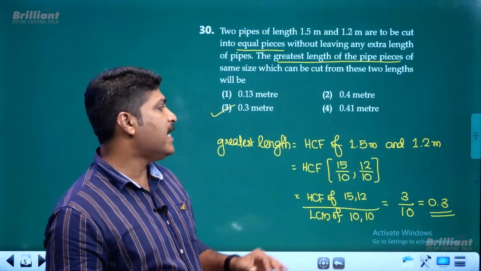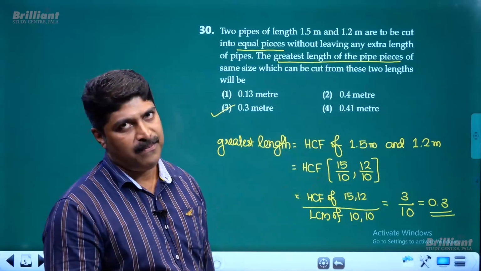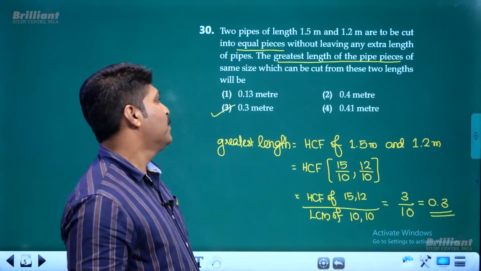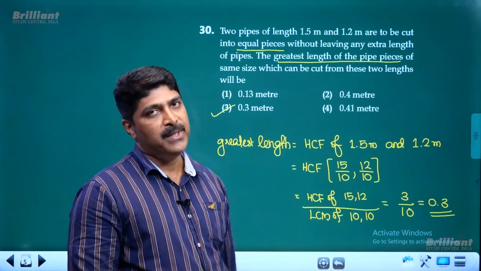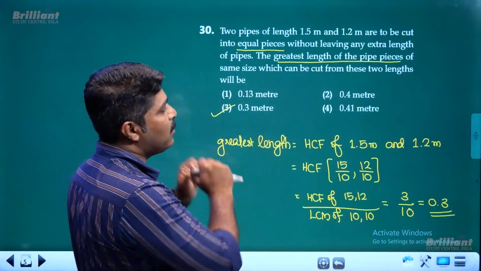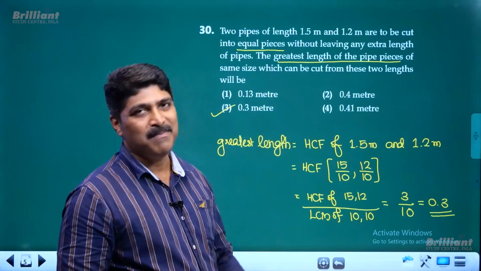Otherwise, you can easily catch the answer from the option itself. How is that possible? Here you simply check whether 1.5 and 1.2 are divisible by any of these options. So that's a simple logic.